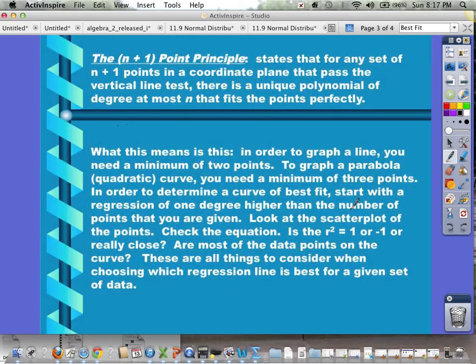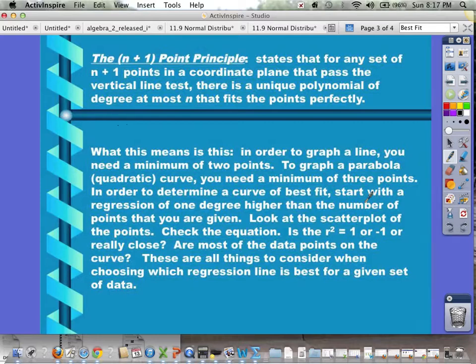All right, first we need to talk about the n+1 point principle. And that states that for any set of n+1 points in a coordinate plane that pass a vertical line test, there's a unique polynomial of degree at most n that fits the points perfectly. What that means sounds like Greek, but what that means is this.